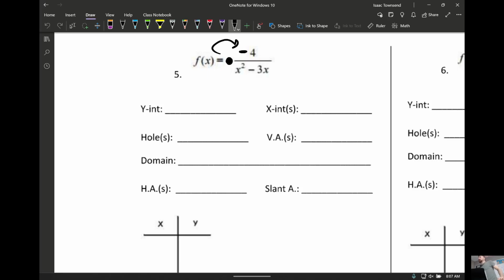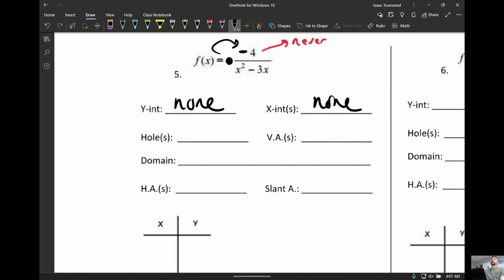So there was 5 minutes. So let me go ahead and share the answers pretty quickly, and then I'll give you a chance to speak up. So y-intercept, you try to plug in 0 for x, and you get -4/0. But you can't divide by 0, so that means there is no y-intercept. X-intercepts are going to be numbers that make just the numerator 0, but nothing makes the numerator 0, so that means there's no x-intercepts.